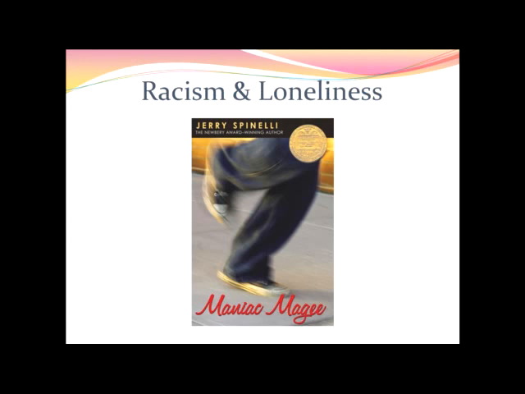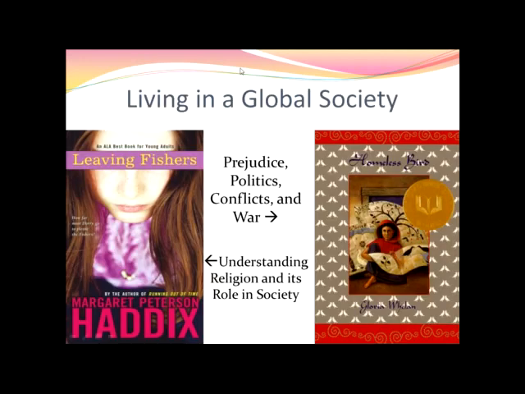For racism and loneliness, there's Maniac McGee. Now, Jerry Spinelli, you might recognize the author, very well known, and this book actually won a Newbery Award, so it's very well received by the critics. And nowadays, we even have books geared towards living in a global society. So, for instance, Homeless Bird deals with prejudice, politics, conflicts, and war. And Leaving Fishers is understanding religion and its role in society.